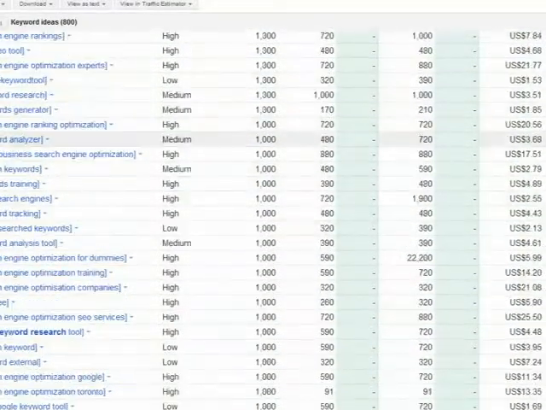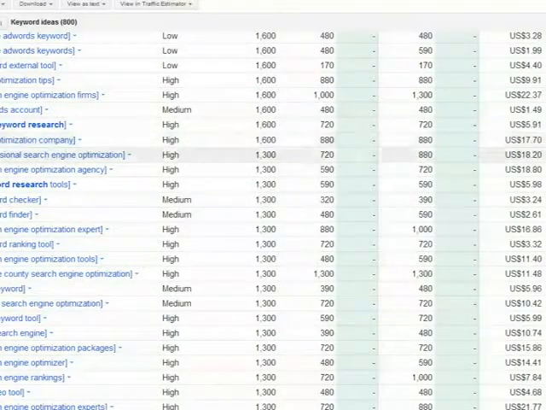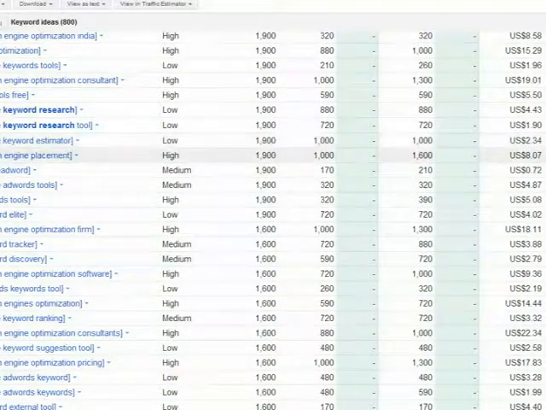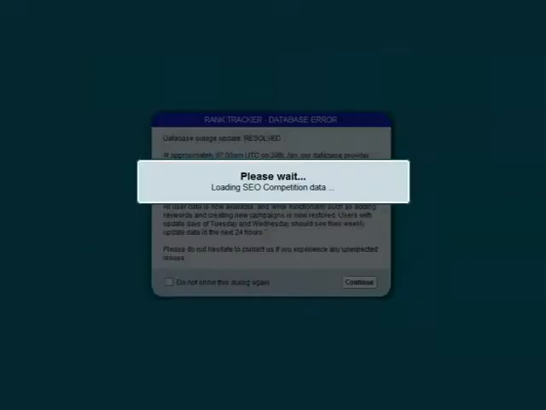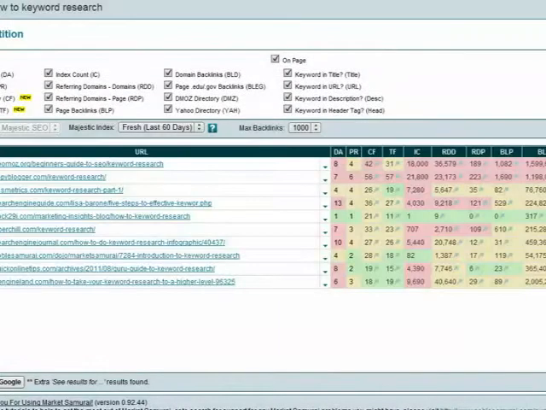After I pick out a few of these terms and phrases that I like, I go over to Market Samurai and do some research and analysis of these words. Here we are in Market Samurai. I've already created a project, Keyword Research Tips, and we're just going to take a look at some of these. When you're looking at the keyword research, what you want to do is analyze the word, and I've already analyzed it here.